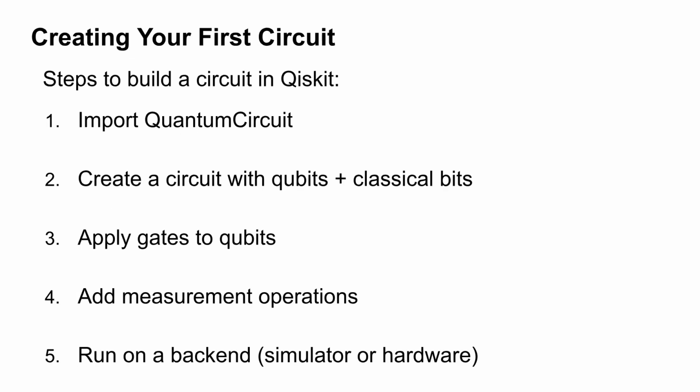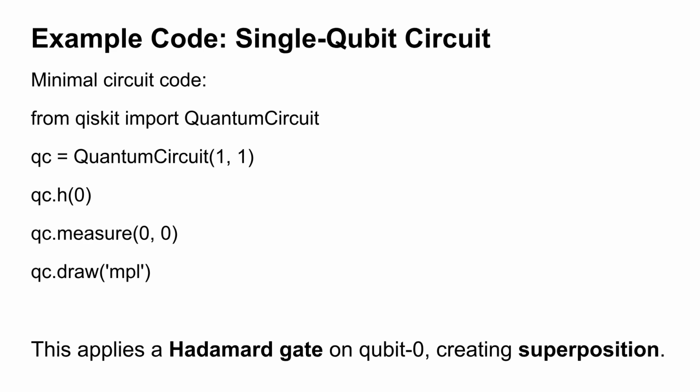To build your first quantum circuit in Qiskit, you need to import QuantumCircuit, define the qubits and classical bits, apply quantum gates, and add measurement operations. Finally, run it on a simulator or hardware. This minimal code example creates a single qubit circuit. It applies a Hadamard gate, or H gate, to qubit 0, placing it into a superposition state before measuring it.